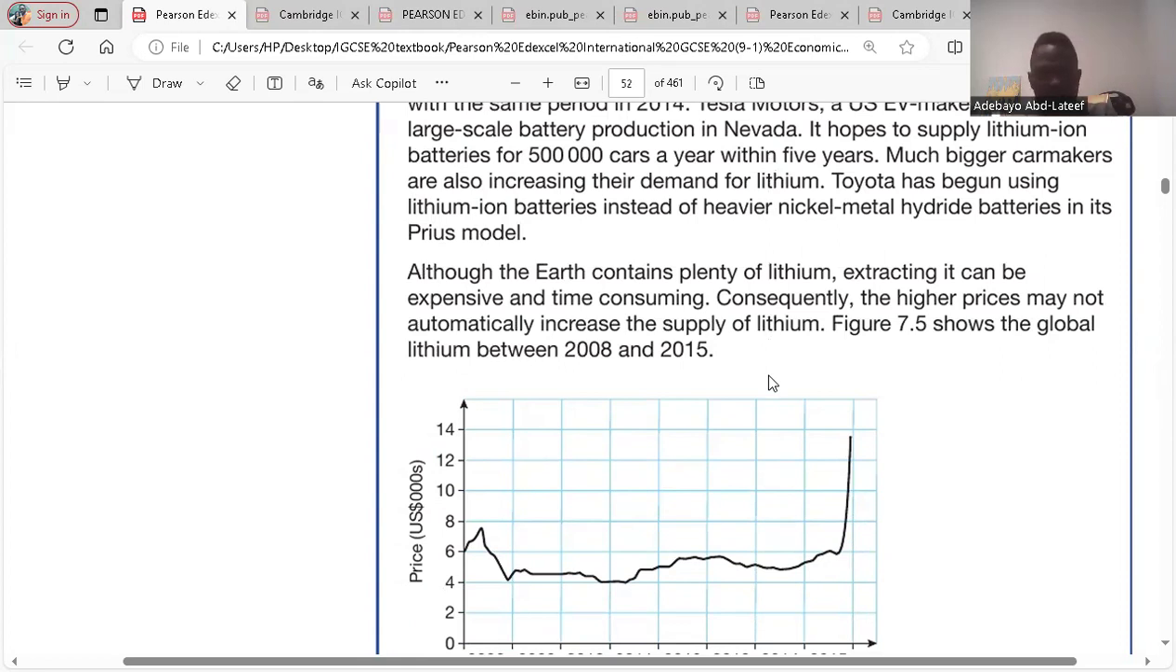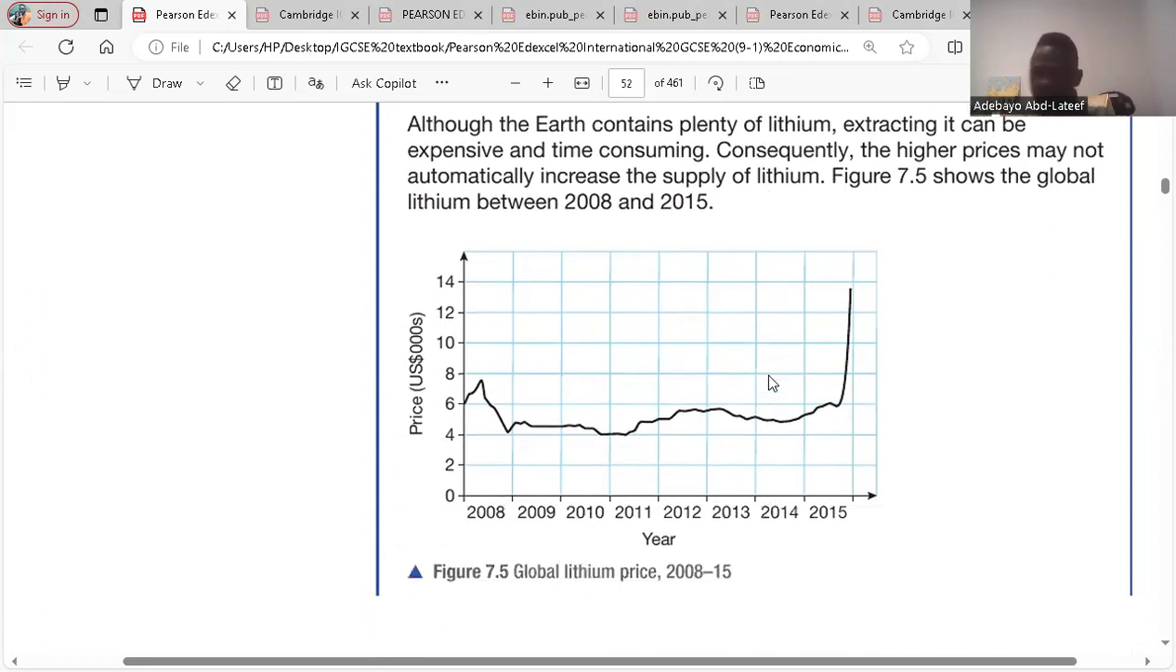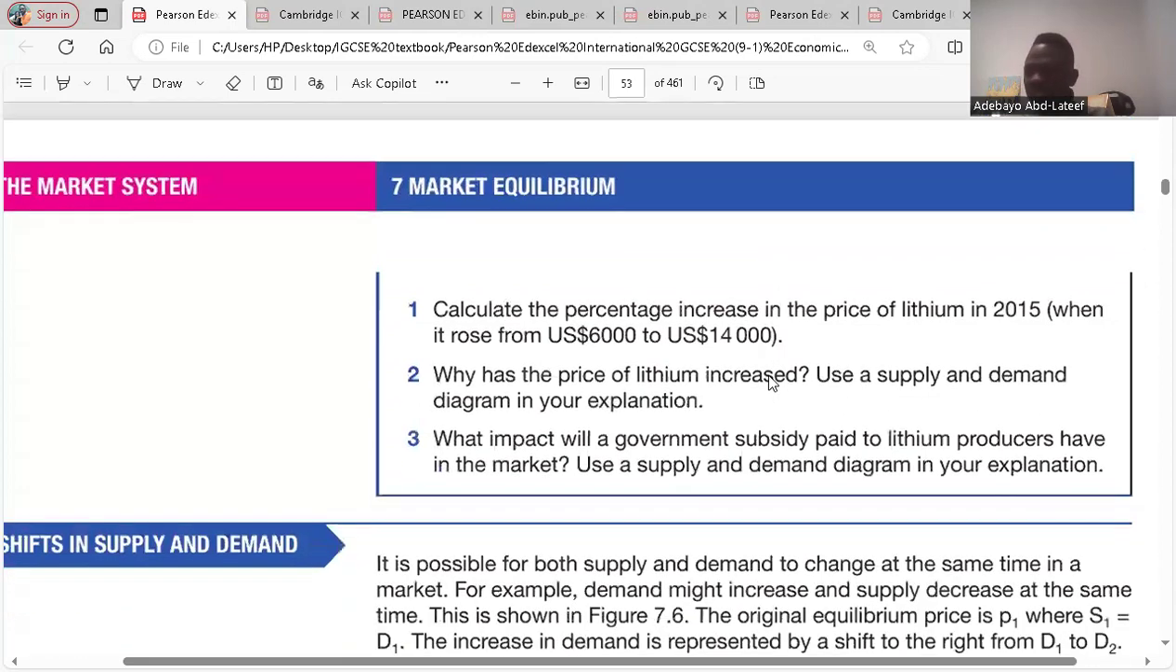Figure 7.5 shows the global lithium price between 2008 and 2015. So we have the statistics here from 2008 to 2015. From 2008, it was $4,000. Now it is around $14,000 in 2015. So we'll go to the questions immediately. The first question says, calculate the percentage increase in the price of lithium.